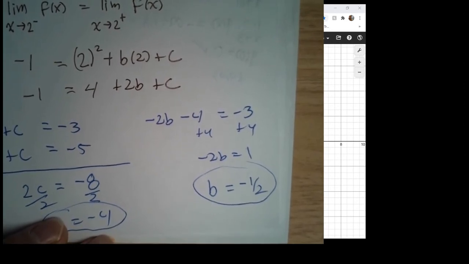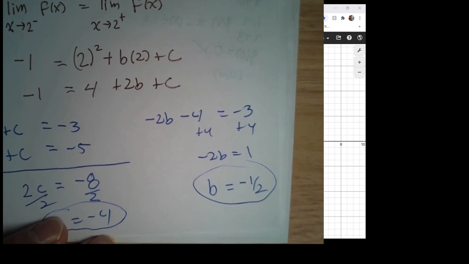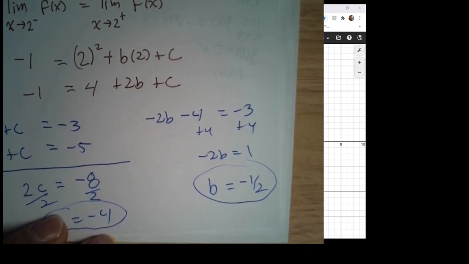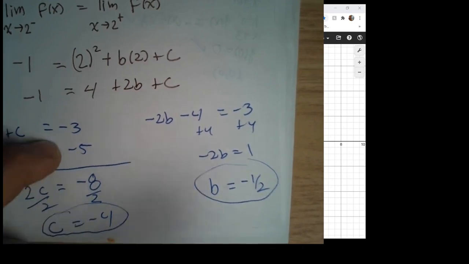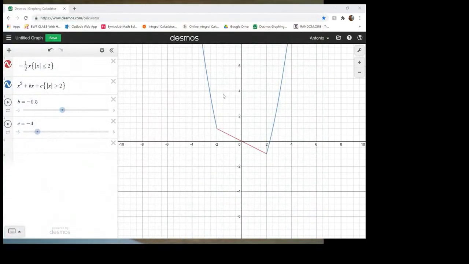Now let me bring the graph back again. As you'll see from the graph, b is negative 1/2, c is negative 4, and those are the unique values that would make this particular piecewise function continuous across the whole domain, from negative infinity to positive infinity. Okay, thank you.